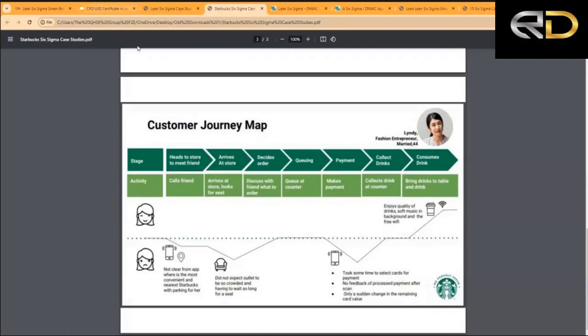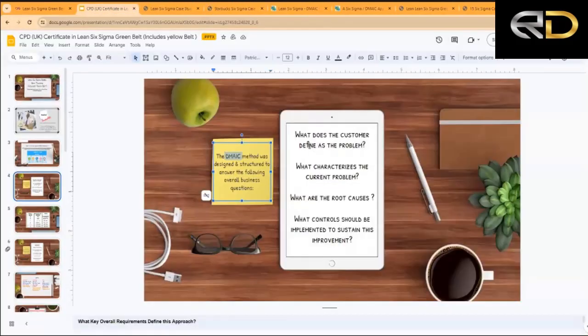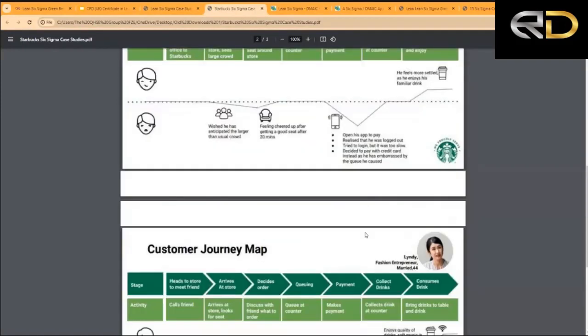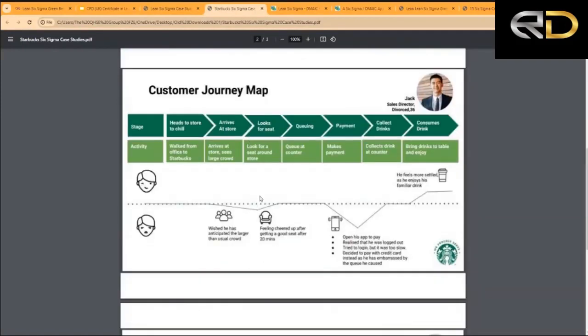At this point, we are going to determine what the customer defines as the problem here. You're going to see that the customer defines the problem as the place being crowded, and also the payment application sometimes declines. In this scenario, the customer describes it as a problem because there's no sitting area, and also the payment application is not working. So this is the first question that we are going to address here.